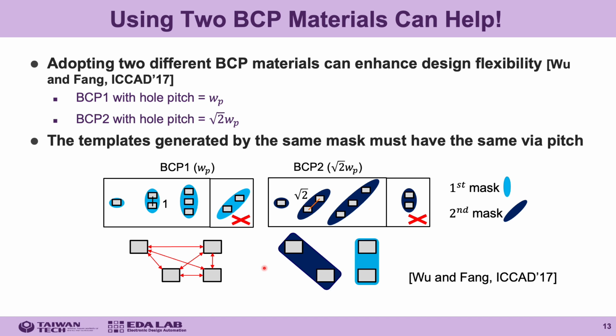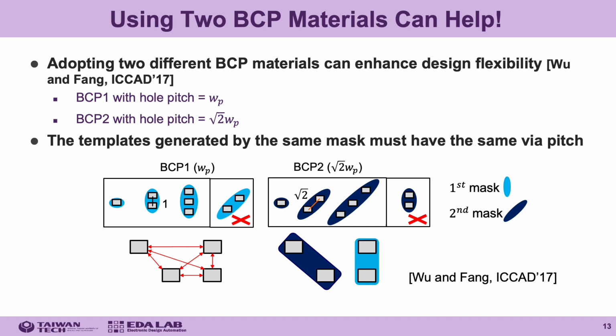Since each lithography step can only use one BCP material, the templates generated by the same mask need to have the same via pitch. So if the first mask uses the first BCP material, it cannot generate slanting templates. And if the mask uses the second BCP material, then it cannot generate these straight templates.